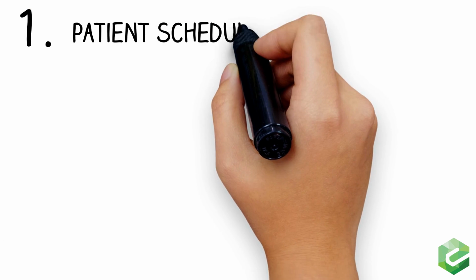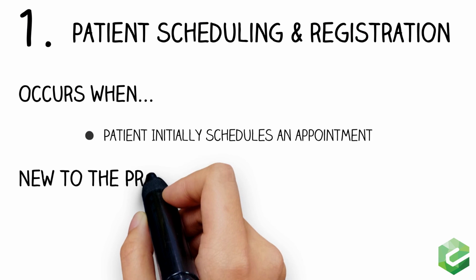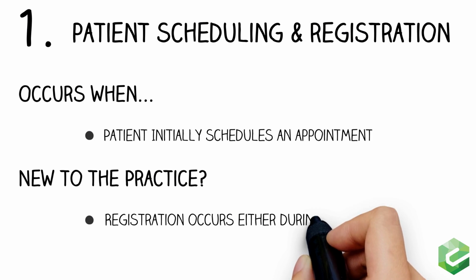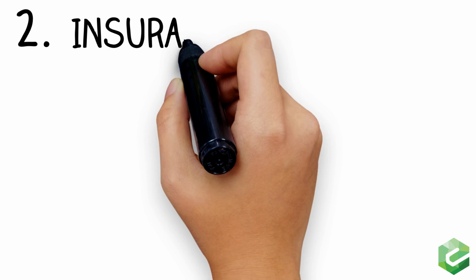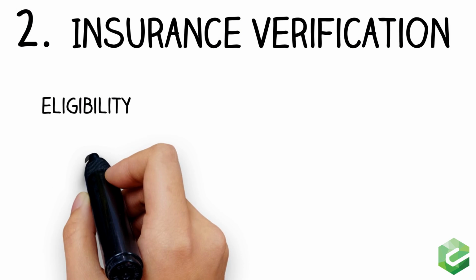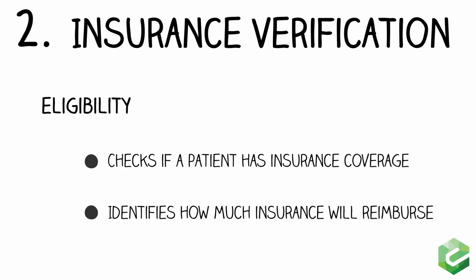The revenue cycle starts with the patient scheduling and registration. This step occurs when the patient initially schedules an appointment. If the patient is new to the practice, the patient will have to be registered. Depending on the practice, the patient will either be registered during the appointment or when the patient arrives for the appointment. After scheduling an appointment, the next step is to verify the patient's insurance information and find out if they are eligible. Eligibility is a program that checks to see if a patient currently has insurance coverage and how much the insurance will reimburse the patient for the services they will be receiving.